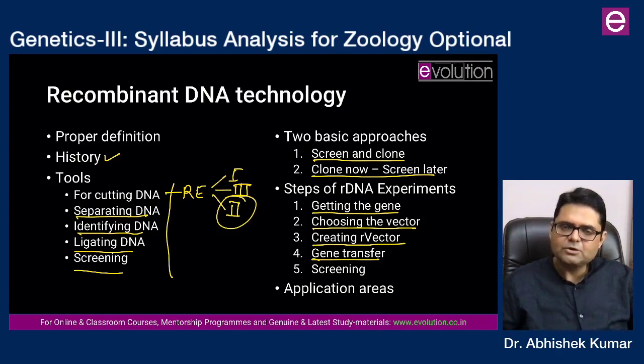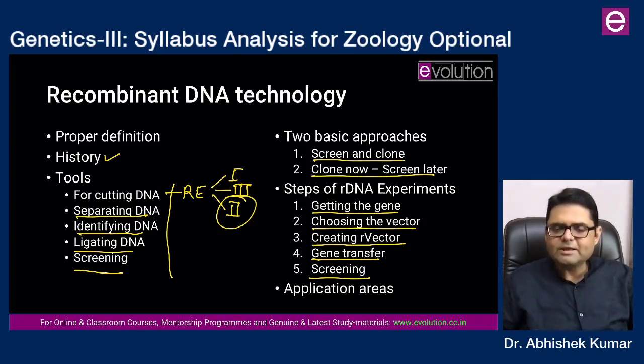Lastly, you will be coming to the screening. How do we screen the cells, whether they have got the gene of our interest or not? Once you are done with this, you have actually covered the entire method very, very well. And then it is the application part. What are the applications of recombinant DNA technology?